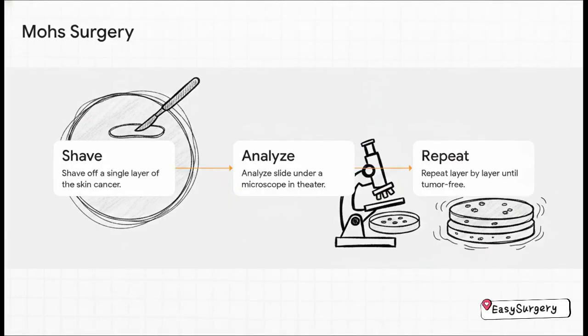For those high-risk or recurrent BCCs, especially when they're sitting at really cosmetically sensitive areas on the face, we use a technique called Mohs micrographic surgery. It's a very specific real-time sequence. First, the surgeon shaves off a single layer. Next, they analyze it immediately under a microscope right there in the operating theater. And then they just repeat it, layer by layer by layer, until the margins are completely tumor-free. Yeah, it is incredibly time-consuming, but cosmetically, it's essential because it saves as much healthy tissue as physically possible.